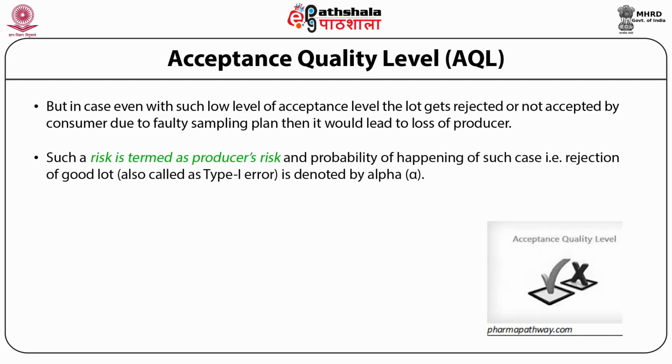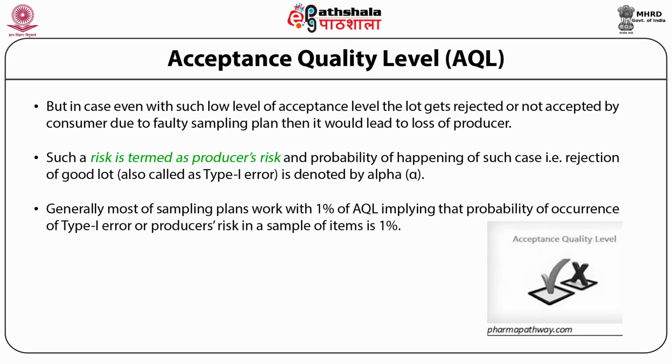Such a risk is termed as producer's risk, and the probability of happening of such a case, that is, rejection of a good lot, also called type 1 error, is denoted by alpha. Generally, most sampling plans work with 1% of AQL, implying that the probability of occurrence of type 1 error or producer's risk in a sample of items is 1%.